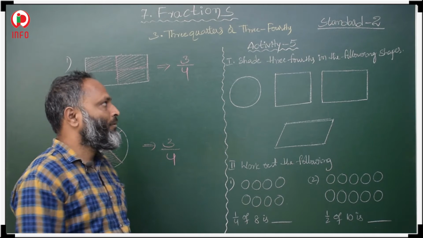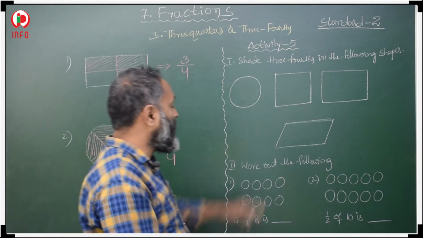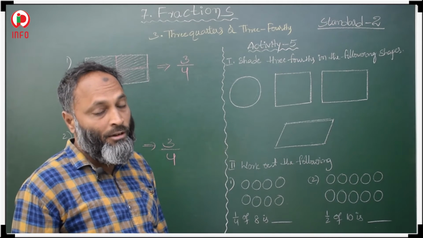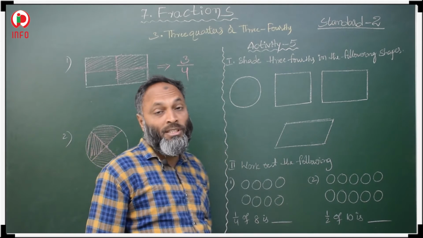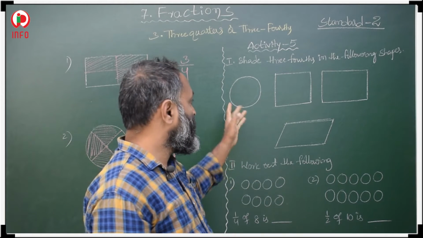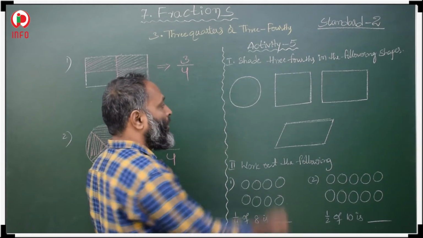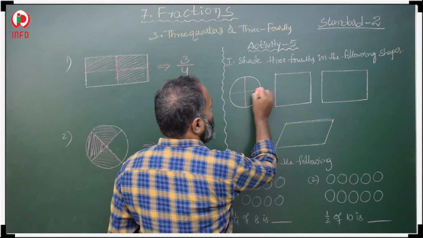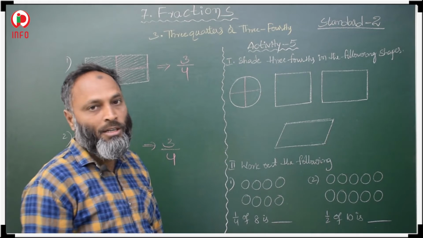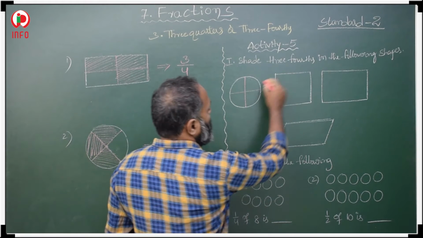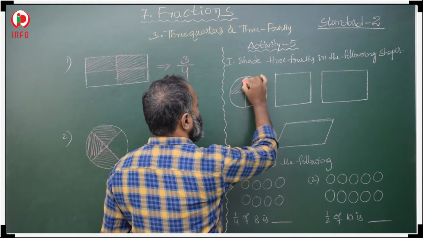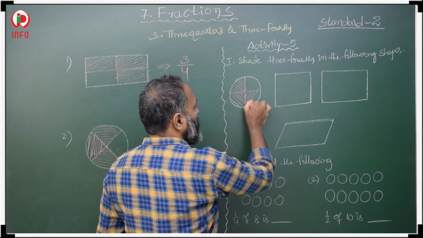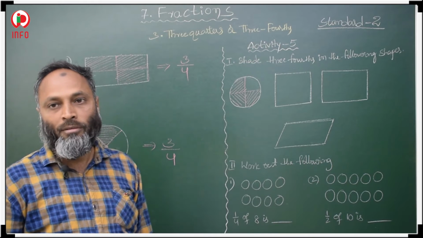Okay. Now in activity 5, what is given: shade 3/4 of the following shapes. To shade 3/4, first we divide the given pictures into 4 equal parts. This is half, 2 halves and 4 quarters. In that, 3/4 means 3 by 4, so 3 quarters we have to shade. First quarter, second quarter, third quarter. This is 3 quarters, 3 by 4.